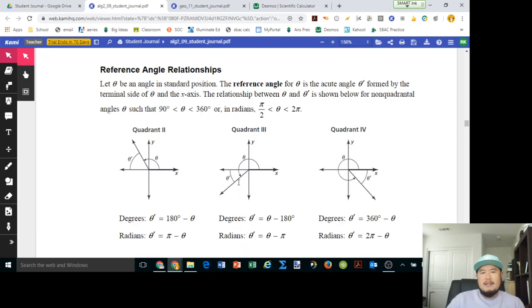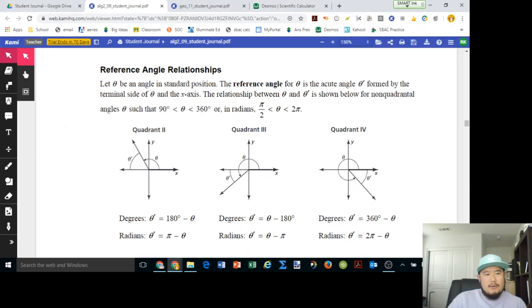Okay, so what we're trying to get at is this. If we have in the first quadrant, let's go ahead and say that's 60 degrees, then 60 degrees will be the reference angle. No ifs, ands, or buts. Okay, that's simple. Now, the thing right here is when we move on to let's look at quadrant 2.